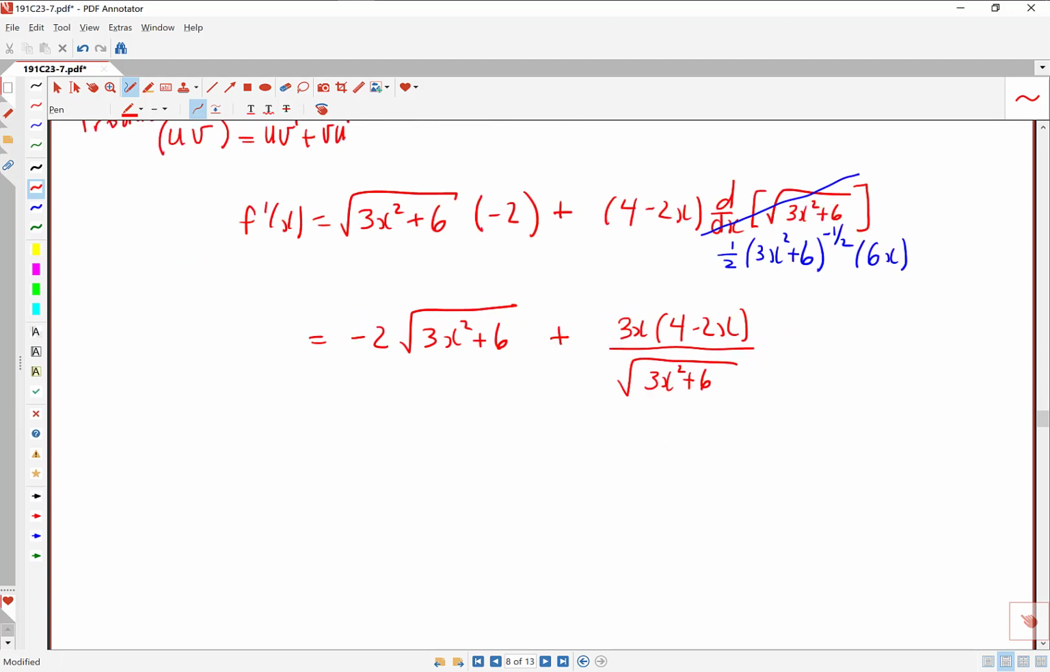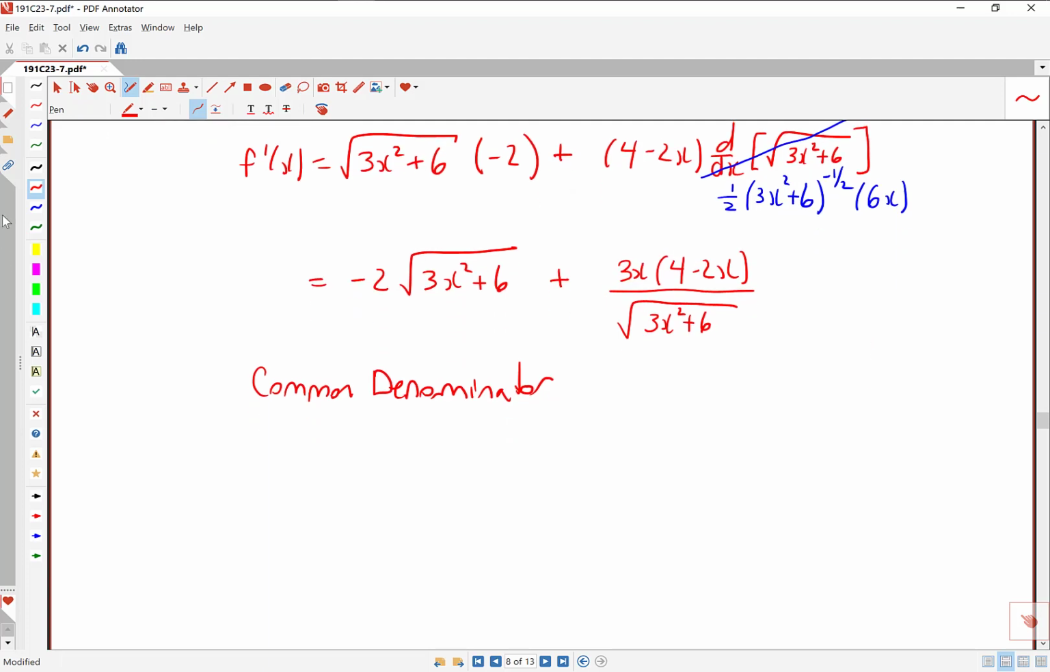Okay, now the way that we're going to simplify this is we're going to need a common denominator, because the issue is that the term on the right is over this denominator, root 3x squared plus 6. But the term on the left is not over that denominator. So we need to make the term on the left over that same denominator in order to be able to add these terms together. Okay, so let's think about how to create a common denominator here.